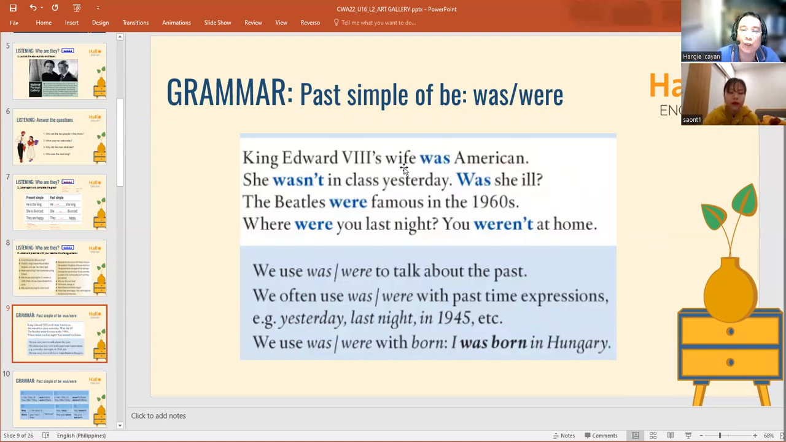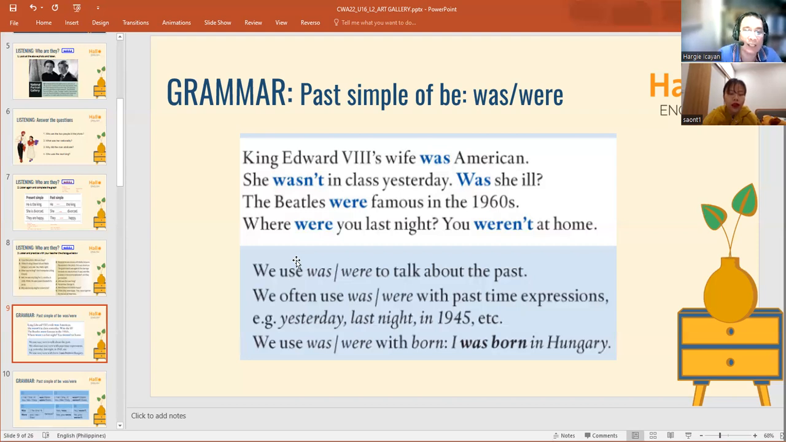And why do we need to use was? Because we're talking about only one subject. So we're talking only of one wife of King Edward the Eighth, and that's Wallis Simpson. Okay. Next: she wasn't in class yesterday.